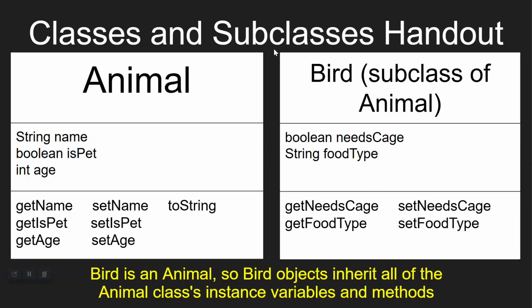So, what I have here is a UML just kind of showing you what's what. The animal class is over here, and it has name, is pet, and age, as well as all of the get and set methods and toString method. Whereas over here, the bird class, which is a subclass of animal, automatically inherits all of this stuff. But it also is going to include a Boolean called needs cage, as well as a string called food type. And so because of that, we need to have all of the get and set methods specific to the bird subclass. Now, bird is an animal, so bird objects inherit all of the animal class's instance variables and methods.